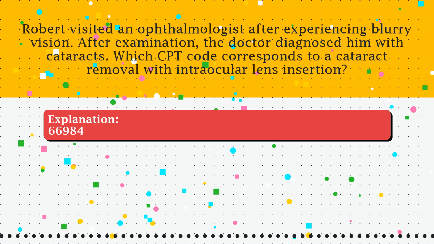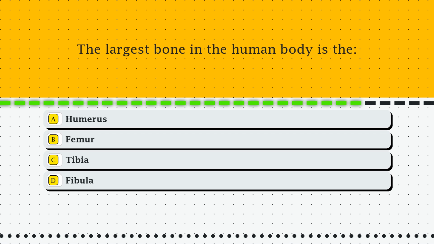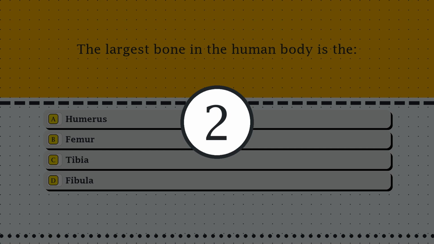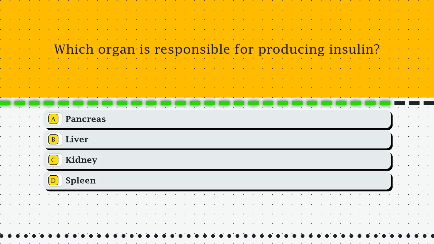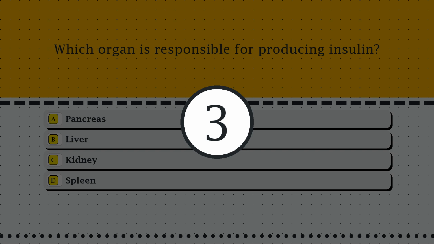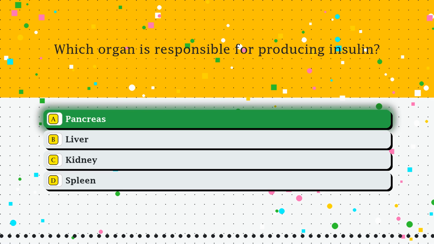Question 242. The largest bone in the human body is the option A, humerus, option B, femur, option C, tibia, option D, fibula. The correct answer is option B, femur. Question 243. Which organ is responsible for producing insulin? Option A, pancreas, option B, liver, option C, kidney, option D, spleen. The correct answer is option A, pancreas.